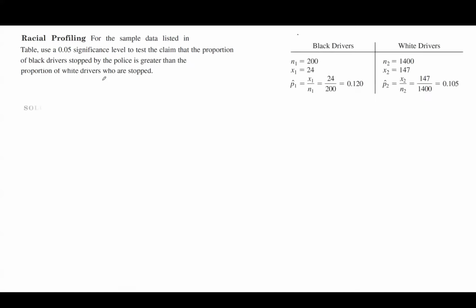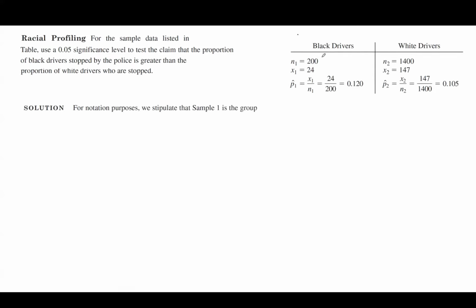Racial profiling is an example that we're going to discuss today. For the sample data listed in a table, use a 5% significance level to test the claim that the proportion of Black drivers stopped by the police is greater than the proportion of white drivers who are stopped. So this is the table and the summary of the table. In the first category, we have Black drivers.